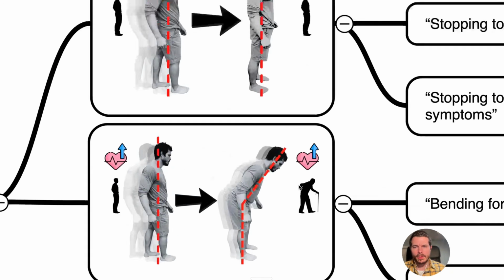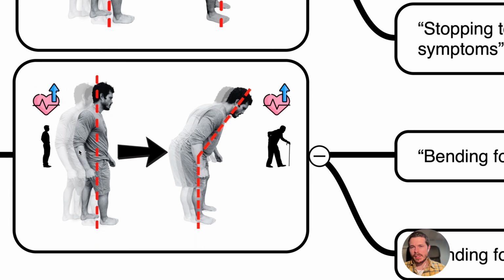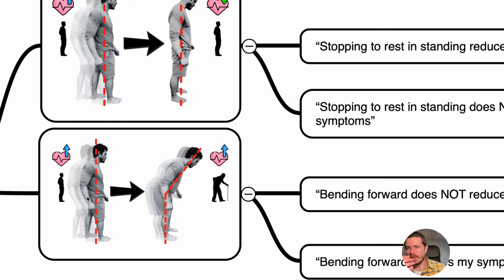Now, another scenario, similar but a little bit different. So in this case, let's just say you're walking, blood is being pumped to the muscles, oxygen, nutrients, all that good stuff. And I say, okay, don't stop this time, no rest. Keep the load on your heart, keep your muscles working, but just change the position of your spine. Just bend forward a little bit.